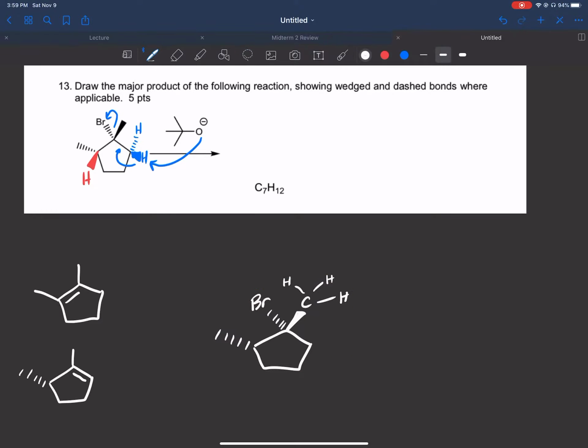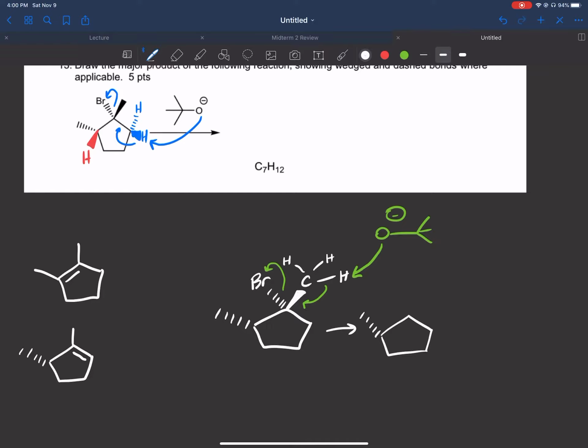So now I'm going to put my tert-butoxide, let's draw it in green, grabbing one of those hydrogens and see what we get. This is going to come downward, kicking the bromine out. So what we're going to get is still the dashed methyl over there. Our leaving group is gone, but now we get that double bond.